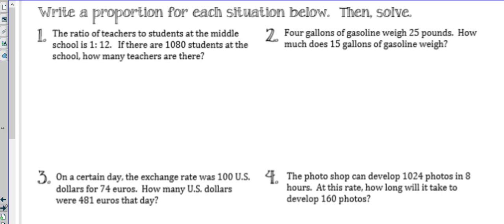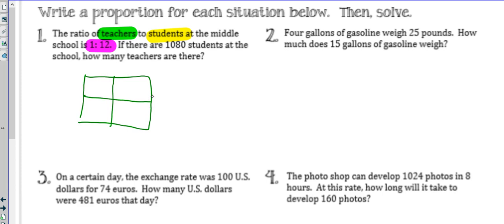So number 1, the ratio of teachers to students at the middle school is 1 to 12. If there are 1,080 students at the school, how many teachers are there? So we've got our original ratio 1 to 12, and we know this ratio is teachers to students. What I'm going to do for this, just to make sure I keep my information lined up, is put this in a box like so.